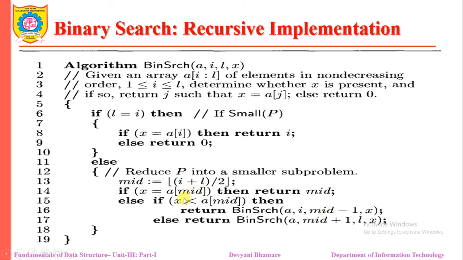And if the key element is greater than A of mid, then we can say that element is present in the second half of our array. So the second half definitely starts with mid plus 1 till the last element. That's why the same function binsearch is going to be called by changing the values of our i, which is mid plus 1, and the upper bound will be as it is. So this is the way that we are implementing binary search recursively.